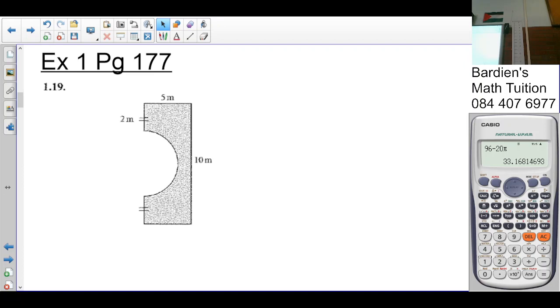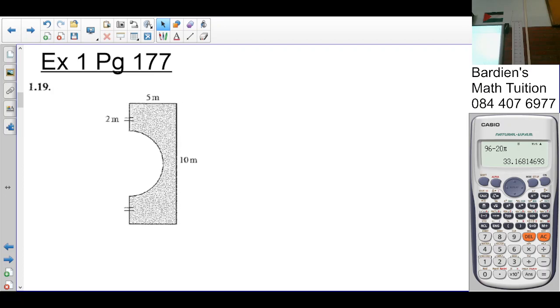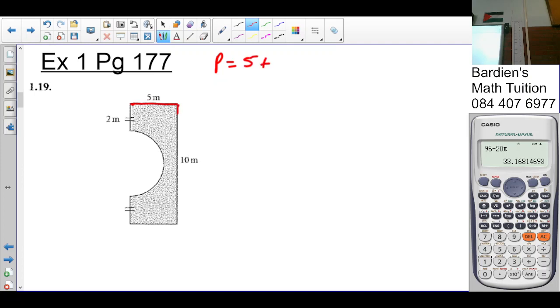Okay. Of course, this is perimeter and area. Not so? Let's go. Perimeter first. If I start here, it will be 5 plus 10 plus 5 plus 2 plus this arc here. Plus 2, which is that 2 here, not so? Now you see, this is what? It's half a circle, which is a semicircle.